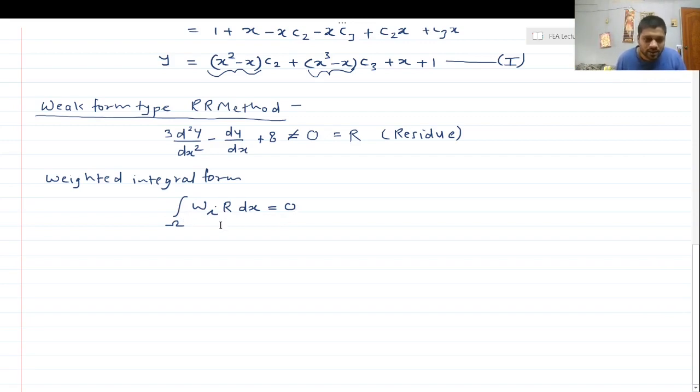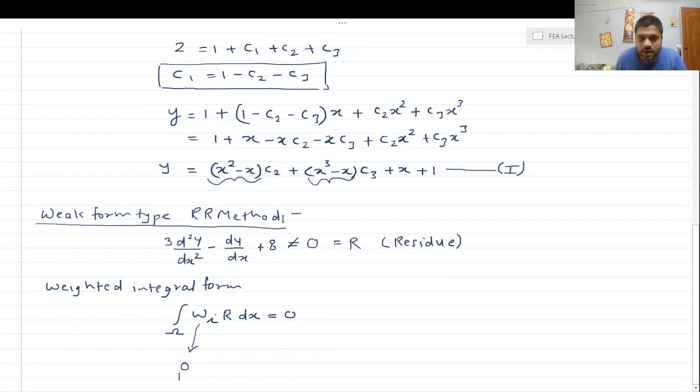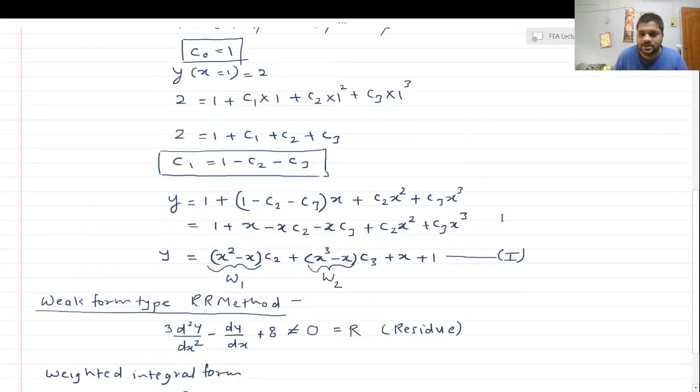So what we were doing in that, if you closely observe the differential power of wi, the differential power of wi right now is zero because it is not a differential equation. Ideally, weight function for Rayleigh Ritz method is also the coefficient of unknown parameter in the equation of primary variable after satisfying all the boundary conditions. So for Rayleigh Ritz method as well, this is the W1, which is coefficient of C2, and this is W2, which is coefficient of C3, exactly same as Galerkin method.